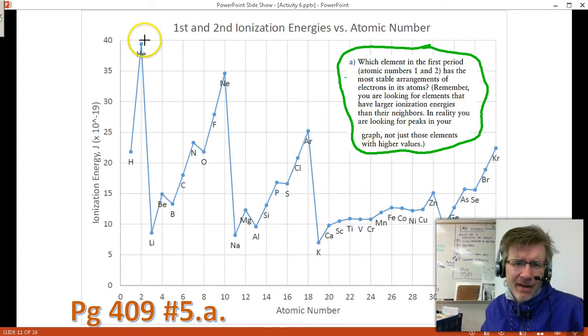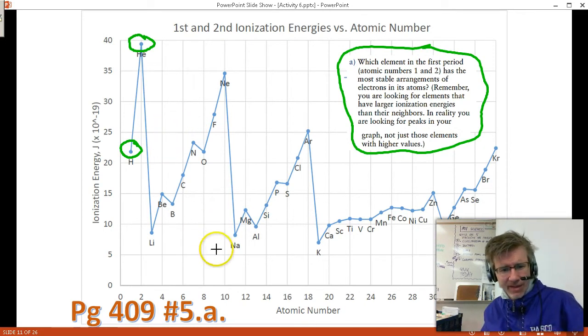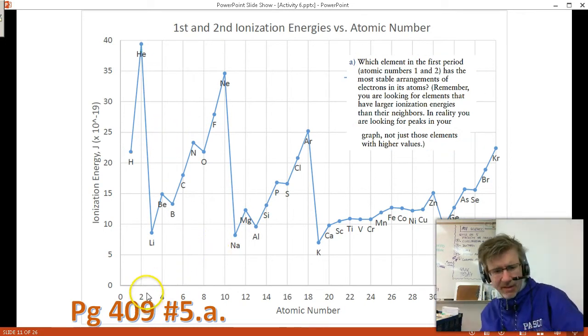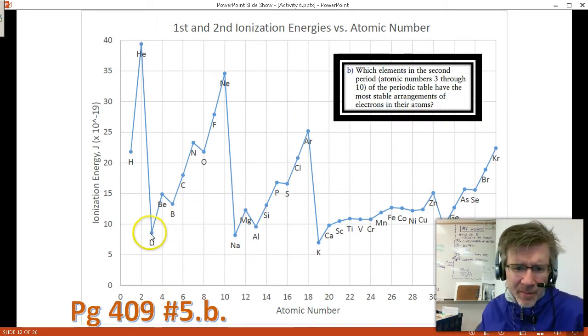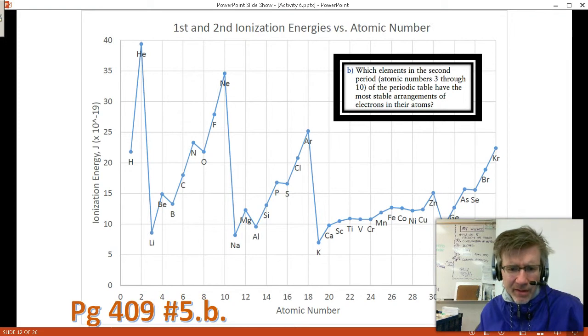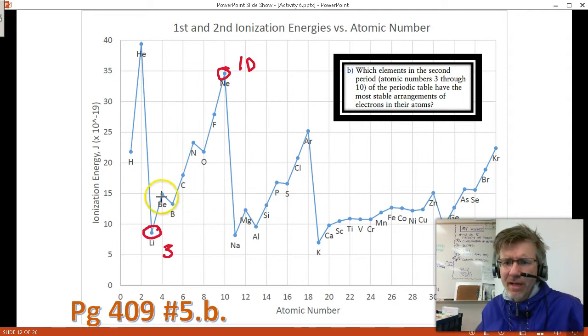So check it out. Helium, definitely much higher ionization energy than hydrogen. You might say helium more stable. So that's the first period. Let's go to the second period here. Next question. Which elements in the second period, atomic numbers 3 through 10? So this is what I'm talking about here. Let's go get a color here. Oh, I've got lithium is atomic number 3. Neon is atomic number 10. Which elements seem to have most stable arrangements?